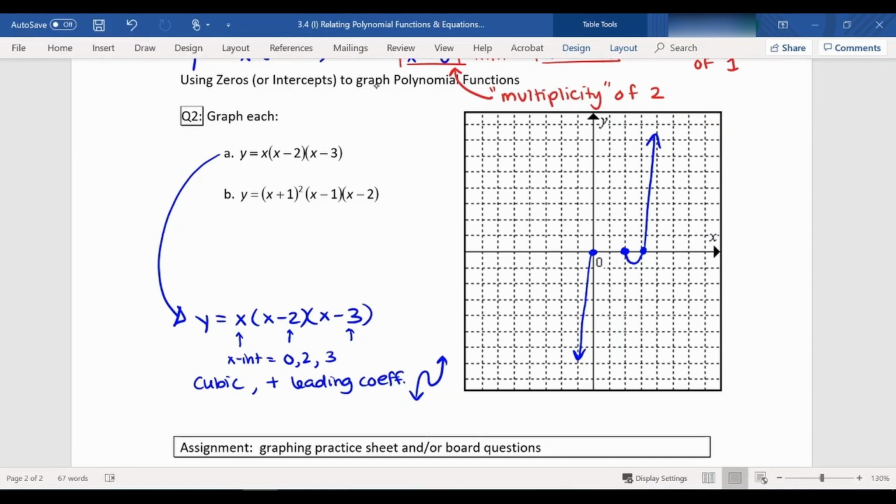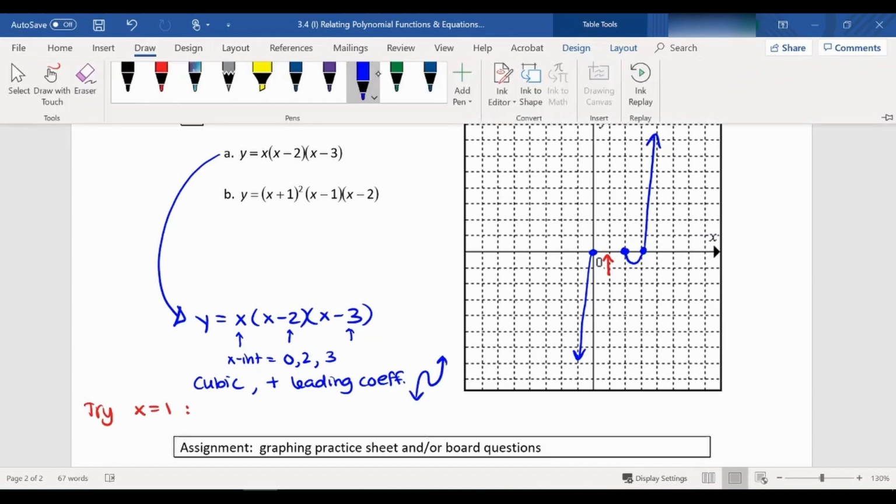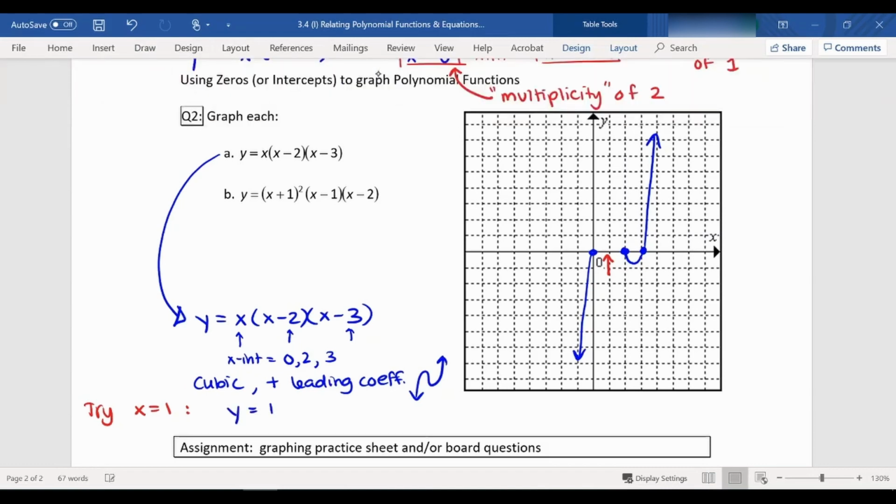What we really need to know is what's happening here in the middle at x is 1. Okay. So I'm going to try x is 1 in here and see what my y value is. So I'd have y equals 1 times 1 minus 2 times 1 minus 3, which gives me 1 times -1 times -2, which gives me 2. And then I have enough, I can connect by, and I'm done.